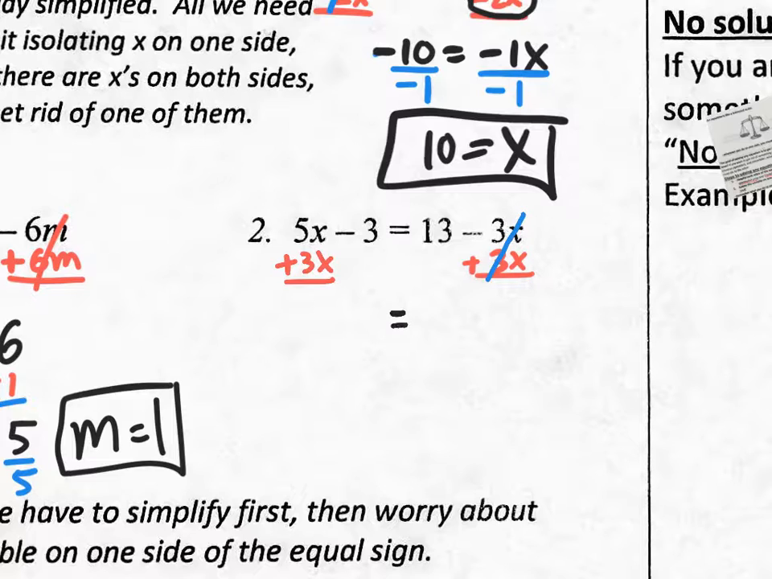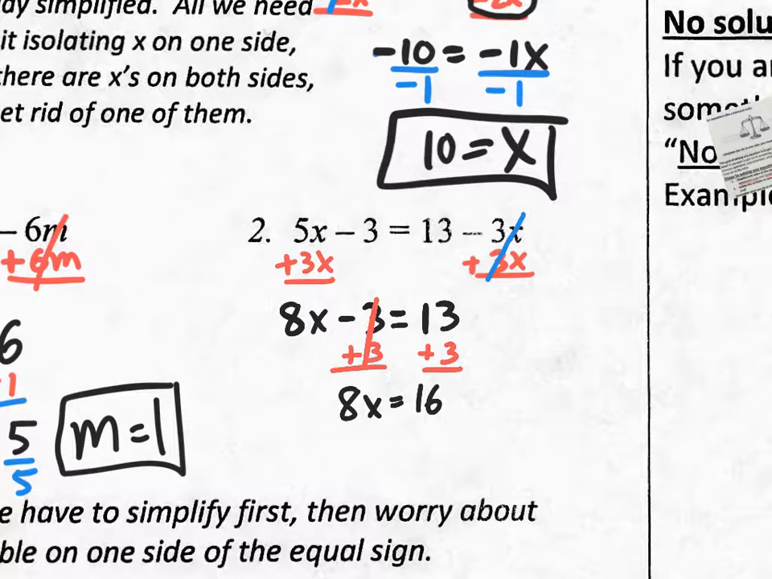Let me bring down my equal sign, bring down the 13. Over here, 5 plus 3, that is a total of 8 with x's. And let me bring down the minus 3. There's my new equation. Now I only have x on one side. Let's get that x by itself on that one side. So let's get rid of the minus 3. What you do to one side, you do to the other. Your new equation is 8x equals 16. I need to get rid of the 8 that's being multiplied by x. So I'm going to divide by 8. Divide by 8. My answer is x equals 2.